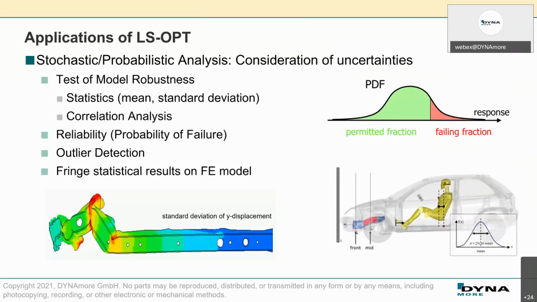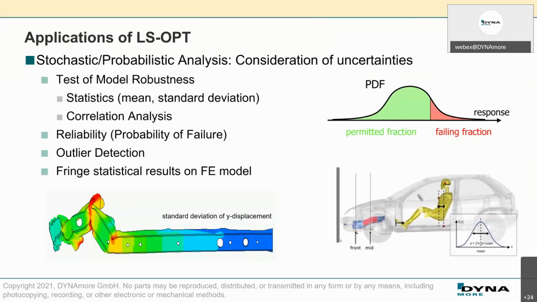LSOpt can also be used for stochastic or probabilistic analysis. So the idea is to consider uncertainties of parameters, and like this, LSOpt can be used to test the robustness of a model by evaluating statistical values like mean values and standard deviations. So the idea is my input is a parameter or multiple parameters with underlying scatter. So I define a mean value and maybe standard deviation for my parameter, and the result I get is the scatter of the response caused by the scatter of my parameters.